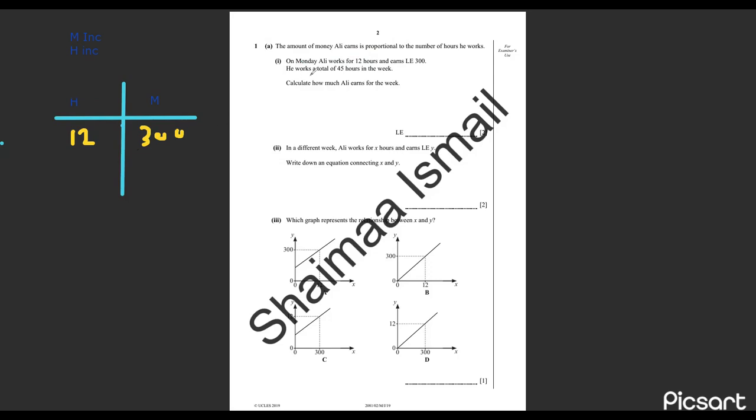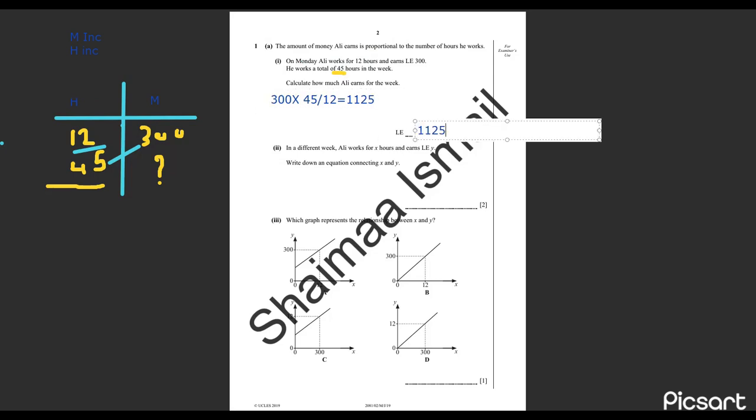And he works a total of 45 hours. So if you work for 45, how many? The easiest way is cross multiplication to get the missing part: 300 multiplied by 45, divided by the individual number here, which is 12. So we say 300 multiplied by 45, then divide by 12. On your calculator it will equal 1125. And we did the first question.